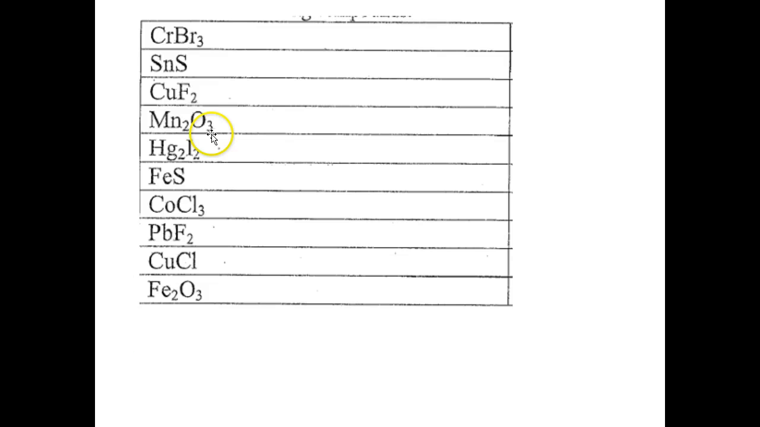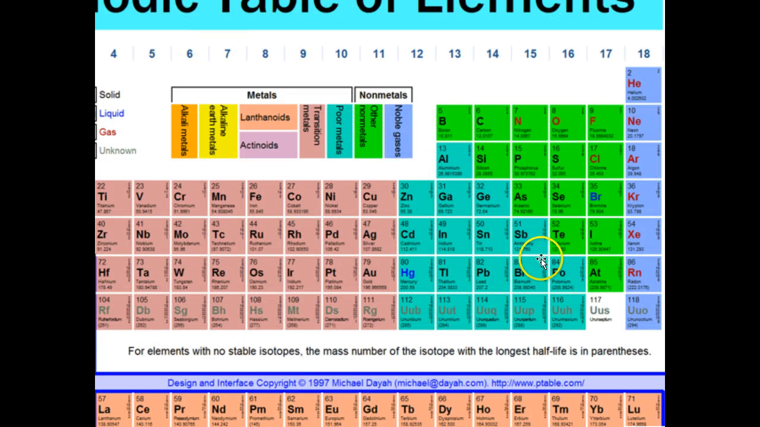All right, let's work through a few samples with naming. We've got some practice questions right here, and we've got CrBr3. So let's go ahead and find those on our periodic table.